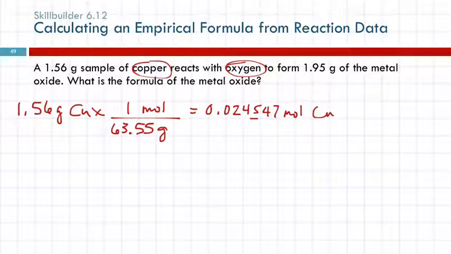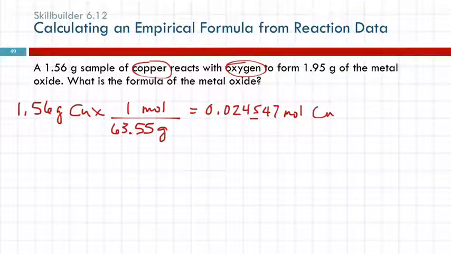What's the mass of oxygen? Is it given in the problem? No, because it's hard to weigh oxygen. It's a gas, right? This is the mass of the product, the metal oxide. Why does that weigh more than the original sample of copper? Because it reacted with oxygen. So the difference in this mass and the mass of the oxide is the mass of oxygen.